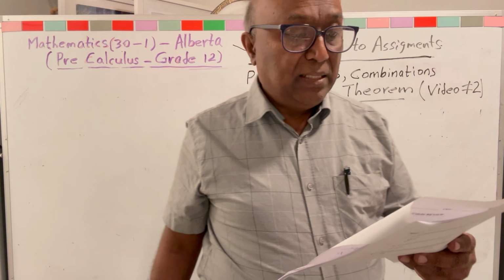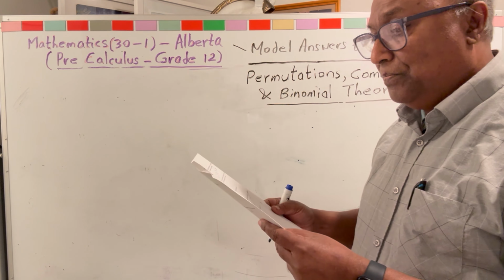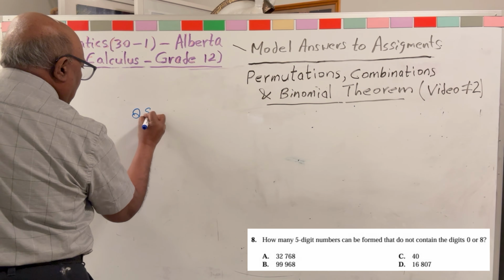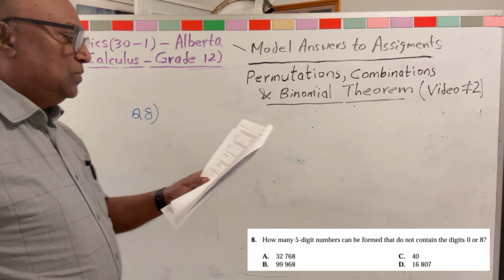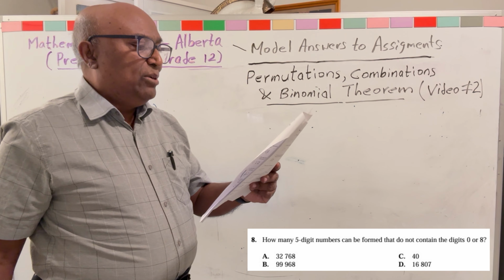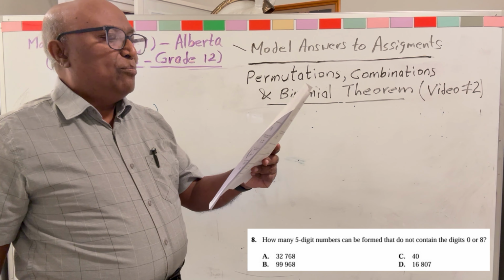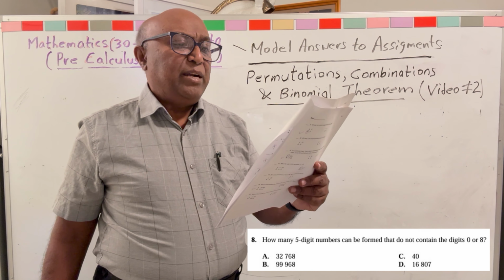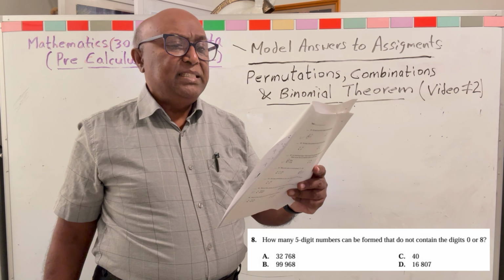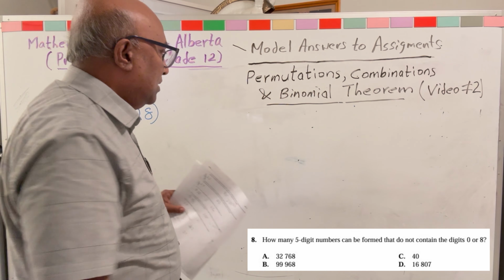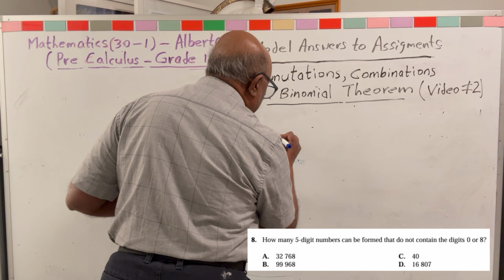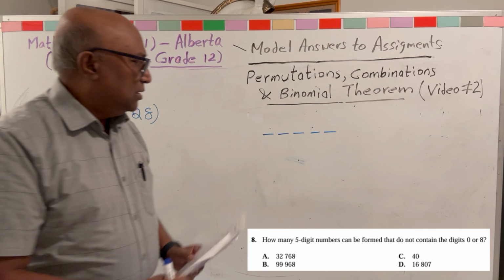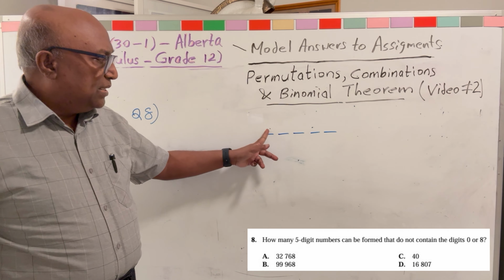Yes, now let's look at another question. I would select question number 8. Question number 8. How many 5-digit numbers can be formed that do not contain the digits 0 or 8? We have to form a 5-digit number, 1, 2, 3, 4, 5. This is a 5-digit number. We have to fill these blanks.